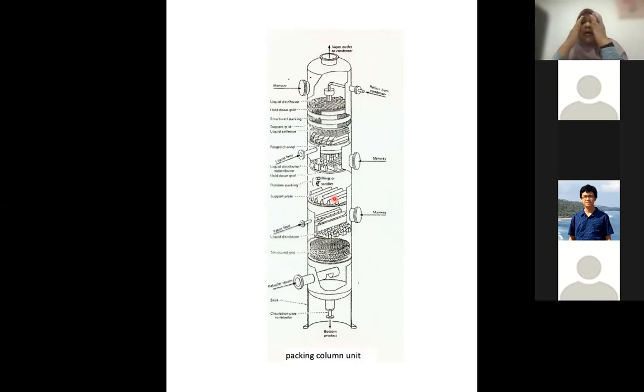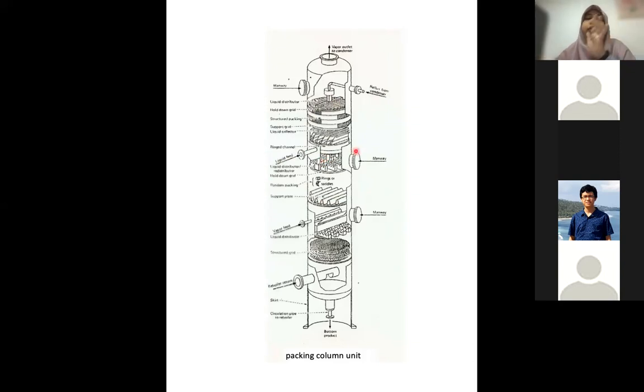But in some cases, usually gas likes to travel in the middle, while the liquid usually wants to travel close to the dinding, to the walls. So sometimes here we have a redistributor again, so the liquid can be redistributed.